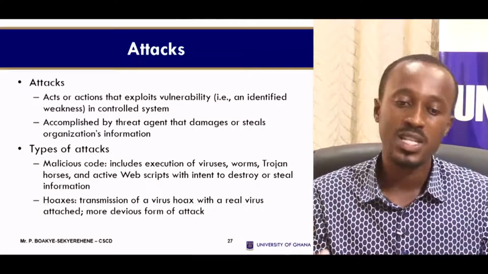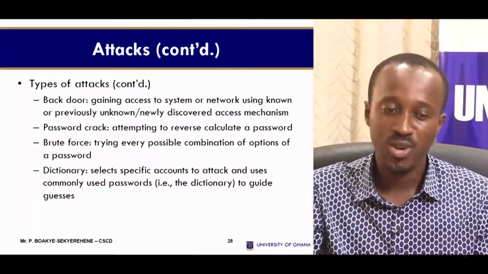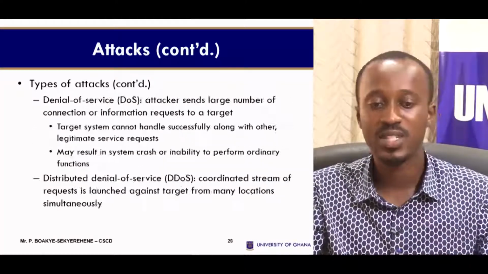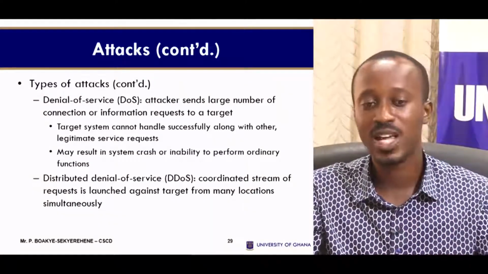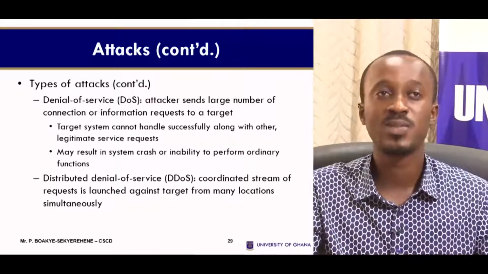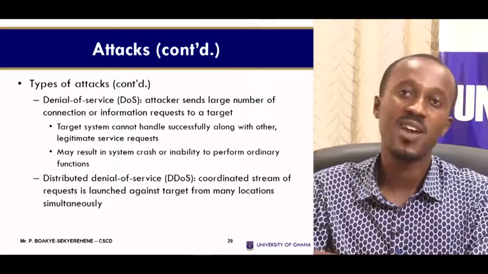We have malicious codes. We have hoaxes. We have backdoor. We have password crack. We have brute force. We have dictionary, and so on and so forth. We have denial of service, which is one of the most common ones, especially with the use of the internet. You just flood the network with a lot of packets and everything slows down.